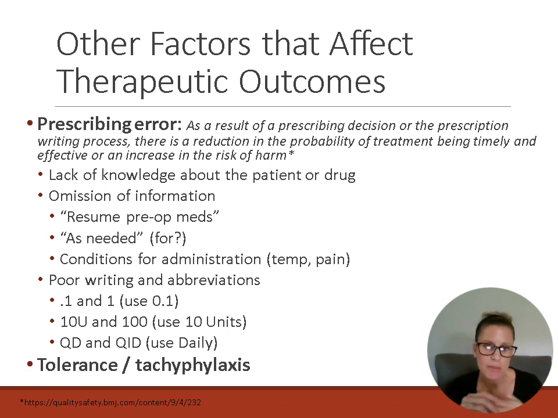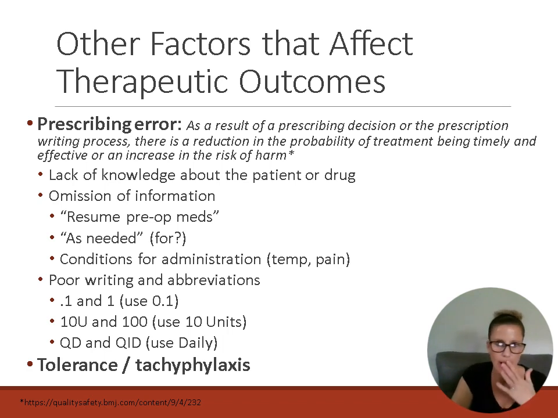Prescribing errors can occur for a lot of different reasons. Prescribing errors can occur because the prescriber doesn't have enough knowledge about the patient. So, like maybe the prescriber doesn't know all of the comorbidities that the person has, or they don't know about all of the drugs the person is taking. They don't know about allergies or reactions that they've had to therapy in the past. They don't know if the person's pregnant, etc.